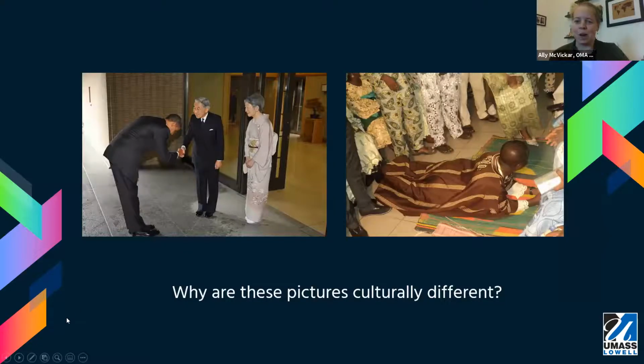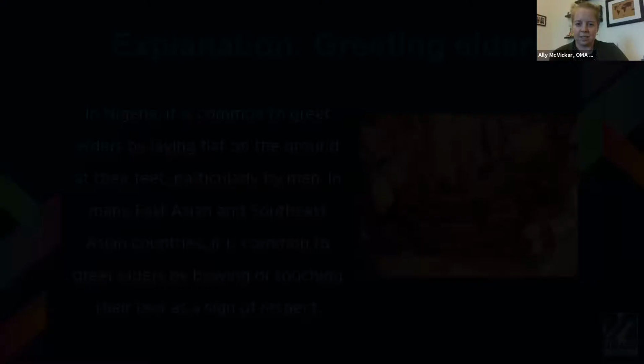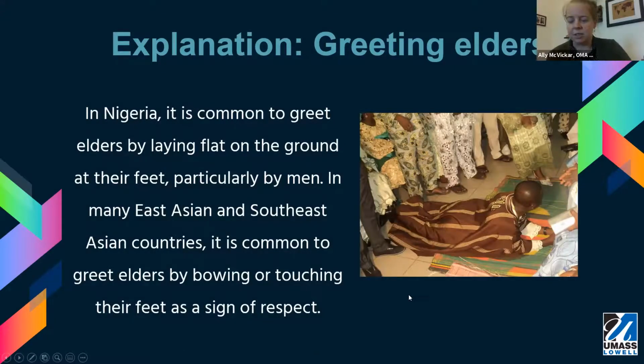Okay, and how about this one? Why are these pictures culturally different? What do you see here? Hopefully you're able to discuss. So this is about greeting elders. You see this picture here. In Nigeria, it's common to greet elders by laying flat on the ground at their feet, particularly by men. And in many East Asian and Southeast Asian countries, it's common to greet elders by bowing. So you may have seen that other photo of bowing as a sign of respect.